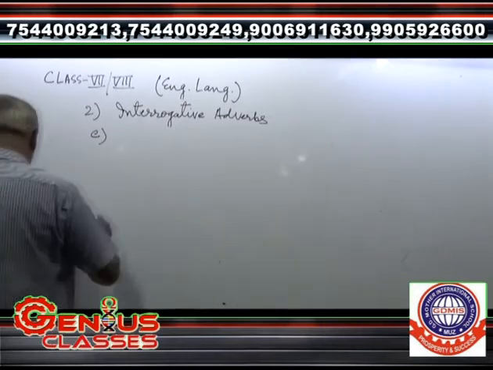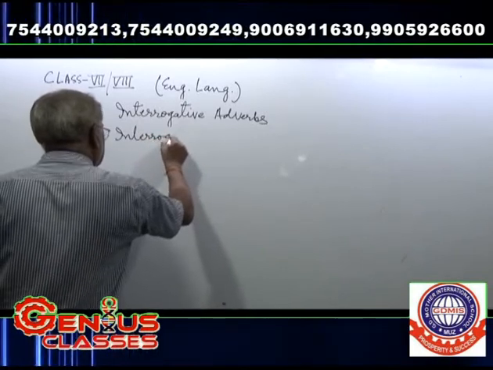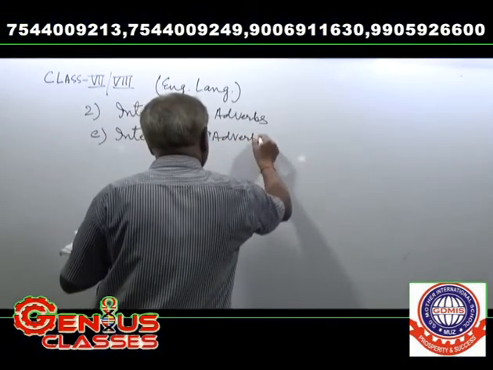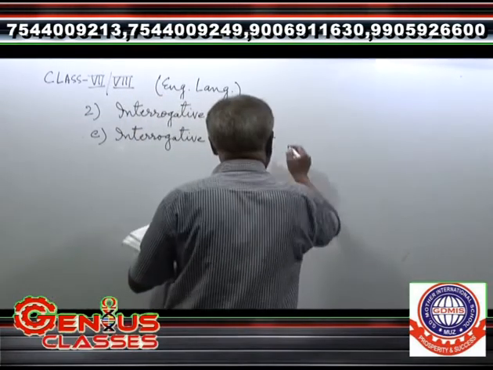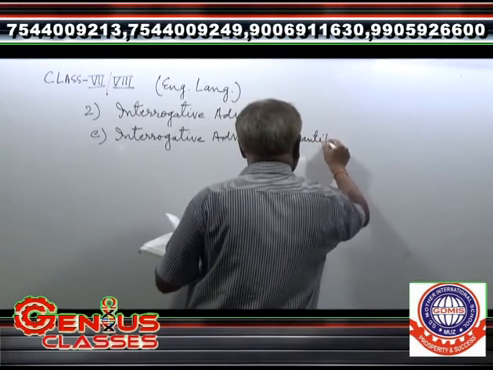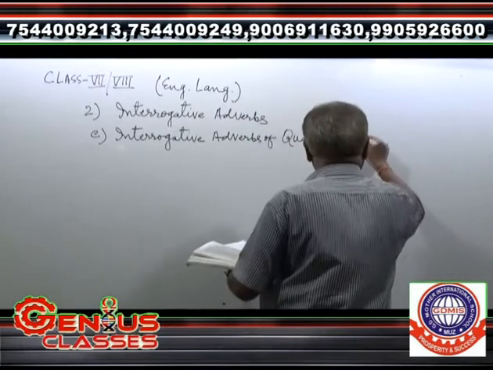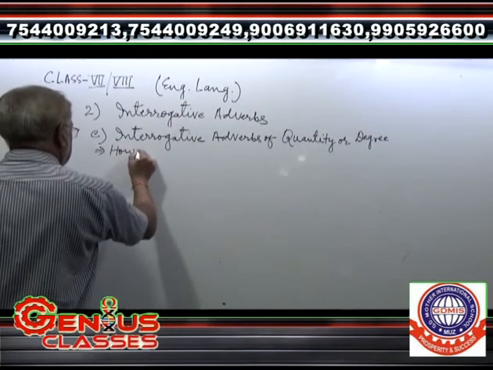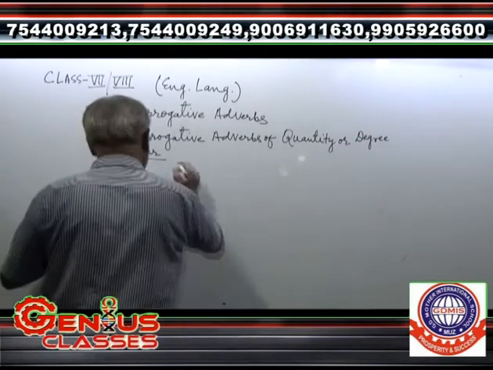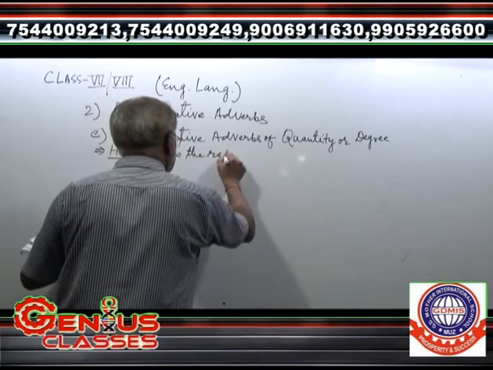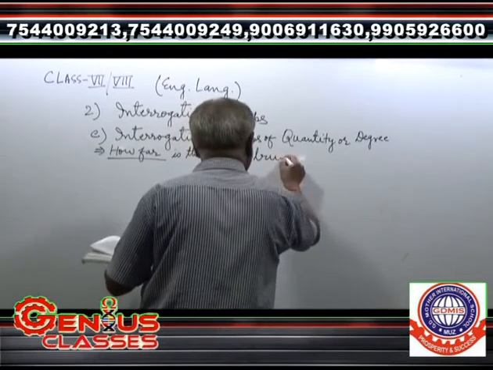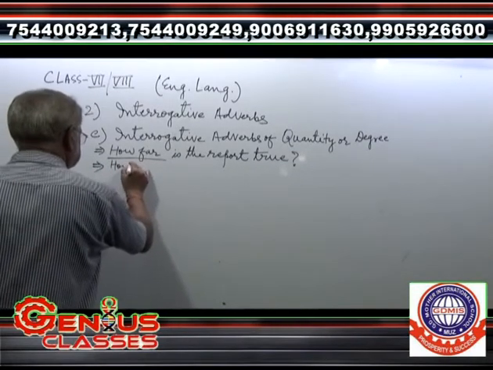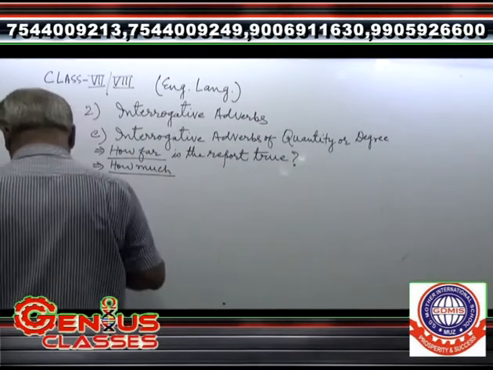That is number E, interrogative adverbs of quantity or degree. Like, how far is the report true? How much did she take?